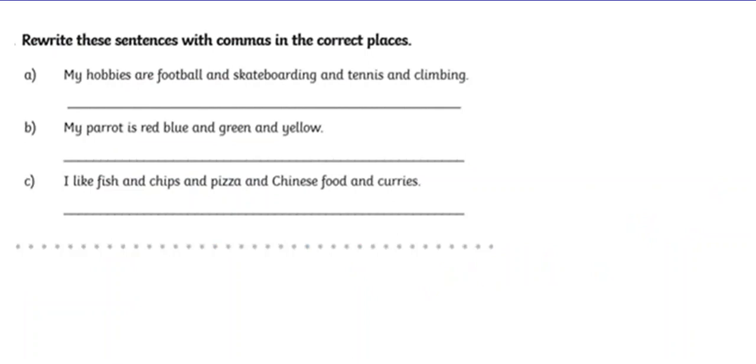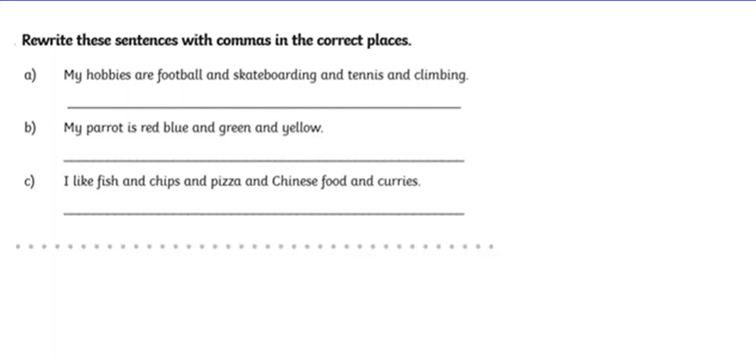Next one. Okay, so this time we need to rewrite these sentences with commas in the correct places. Okay, so my hobbies are football and skateboarding and tennis and climbing. My parrot is red, blue and green and yellow. I like fish and chips and pizza and Chinese food and curries.